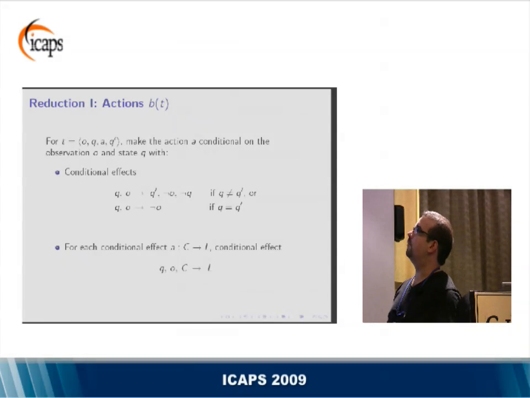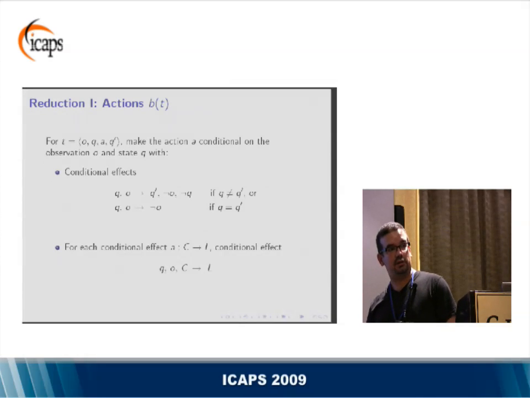For every tuple of that form, we have an action that is called BT. First of all, we have conditional effects for making the transition in the controller. If we're in state Q and we are going to go to state Q prime, we basically do that at the propositional level. And then for every conditional effect of the action, we extend the conditions of that conditional effect with Q and O. So now all the actions become conditional on the current state of the controller and the observation that you're receiving.